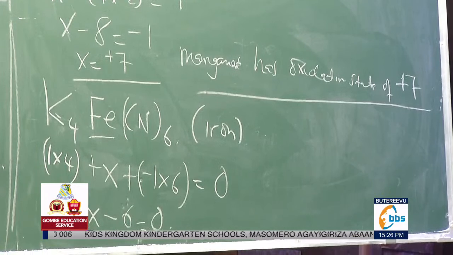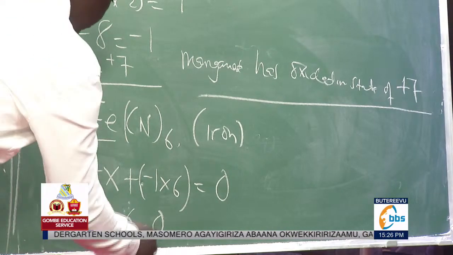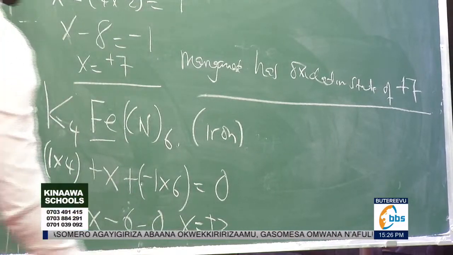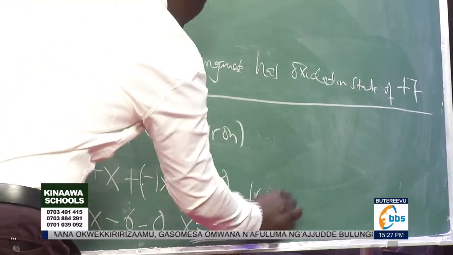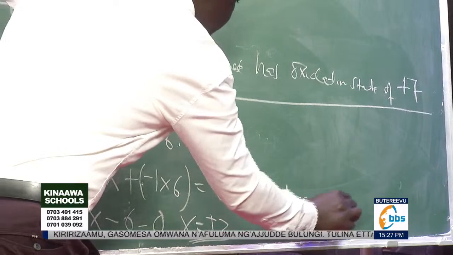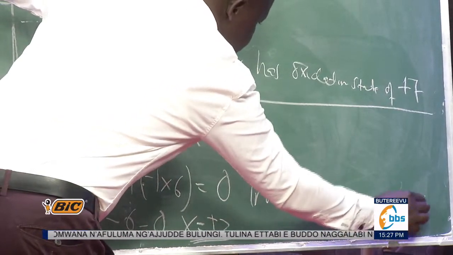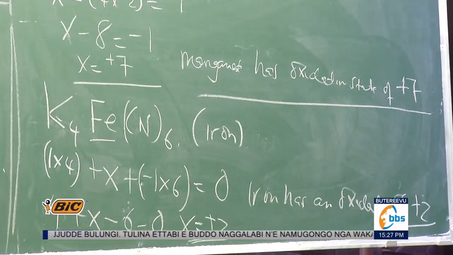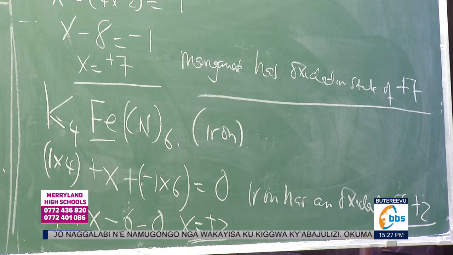4 minus 6, negative 2. So X here equals to positive 2. So after getting this answer, you go ahead and you say iron has an oxidation state in that one of positive 2. That's how we can calculate oxidation number or state.